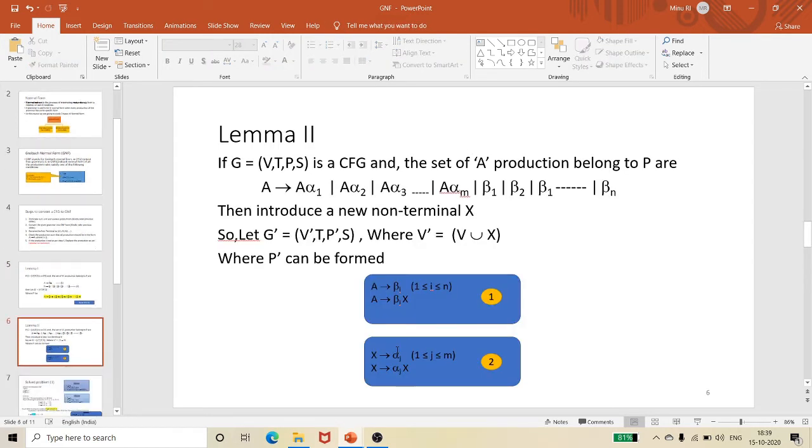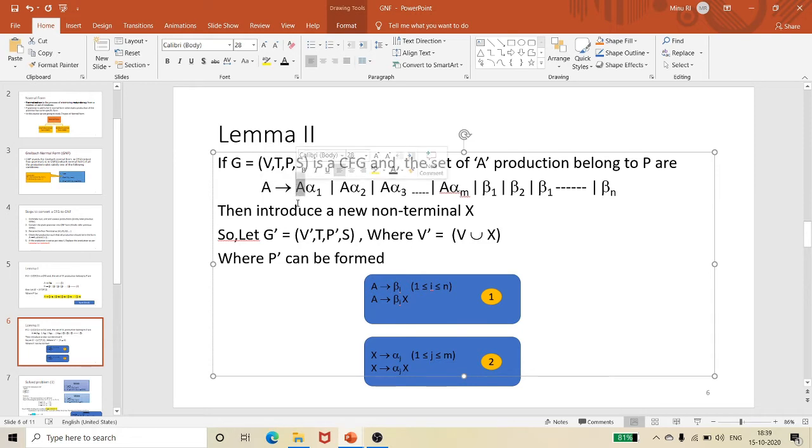Lemma 2, the most confusing lemma, is that if we have a grammar that looks like this, a production A, here I can't change it at all, it is very much mandatory that this A and this A should be equivalent. That is, production A is given by A alpha 1, A alpha 2 and so on, and after some redundancy with A, I have some other production with beta, which could be a terminal or non-terminal. If I have a set of productions looking like this, I can divide this production into two.